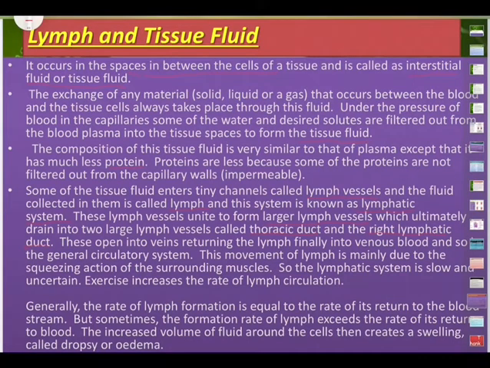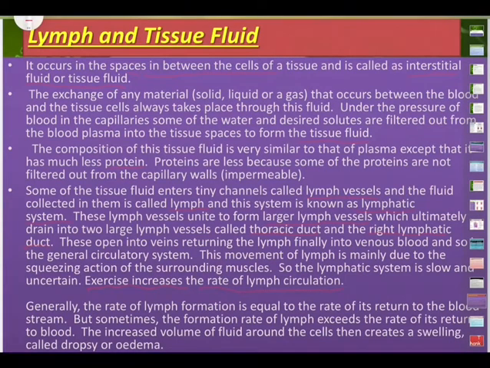This movement of lymph is mainly due to the squeezing action of the surrounding muscles. Without the help of muscles, the lymphatic system cannot work. So the lymphatic system is slow and uncertain. Exercise increases it. Look at that. Why should you do PT, NCC, cross country? That helps you a lot biologically. Exercise increases the rate of lymph circulation.